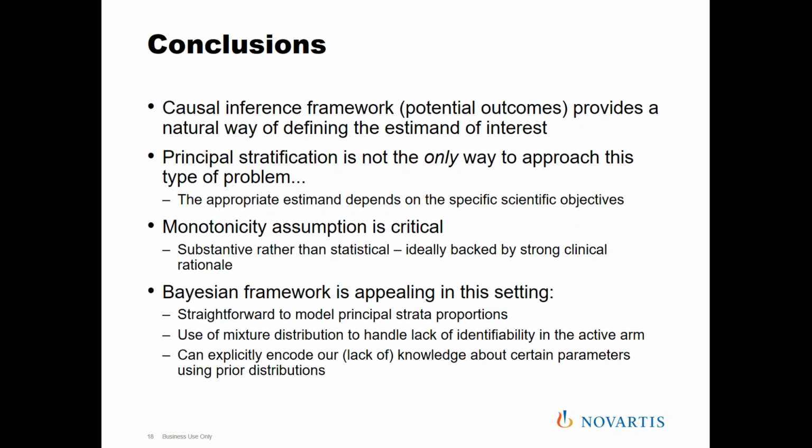The Bayesian framework I find very appealing in this setting because it allows us to model the principal strata proportions, which are parameters that are constrained to sum to 1. We're able to handle the lack of identifiability by using mixture distributions, and we can use prior distributions to encode our knowledge or lack thereof about certain parameters in our model.